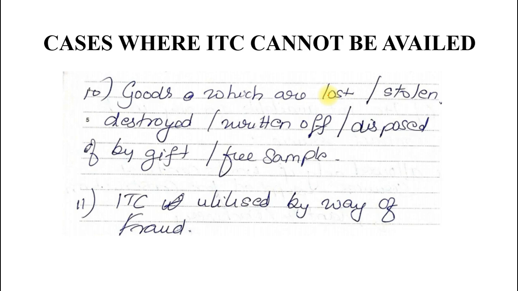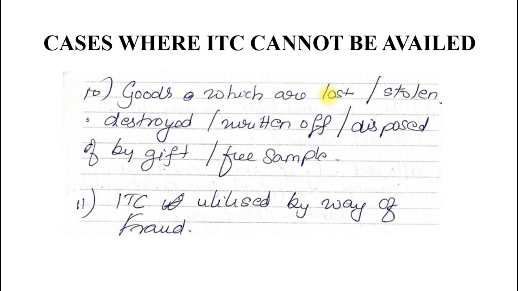If any fraud is done, okay, you're taking some ITC on the basis of fraud, again not available. Okay, so these are the 11 cases which you just have to remember. So basically, anything for personal use cannot be taken into consideration. For construction purpose, not allowed. For goods stolen, all these are not allowed. So you just have to remember these 11 odd rules.